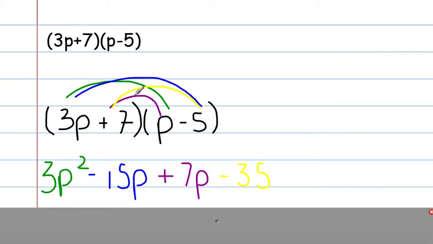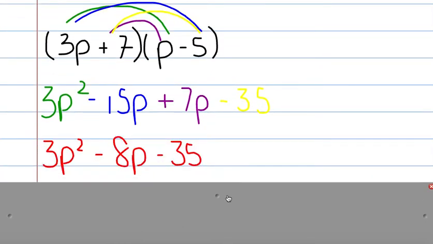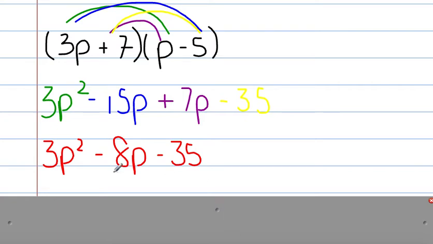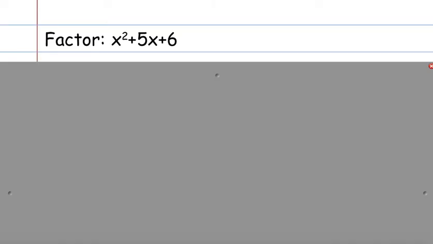And then if you want to follow that purple step, I'm doing our inner terms, a positive 7 times a p, which will give us 7p. And then our last step, which was my yellow, which is our last terms, I have a 7 and a negative 5, so that gave me my negative 35. So then go ahead and combine your like terms like we have been, and you should get 3p squared minus 8p minus 35. So hopefully you guys are trying to practice this on your own. You should see that it's not too bad once you do a couple of these.